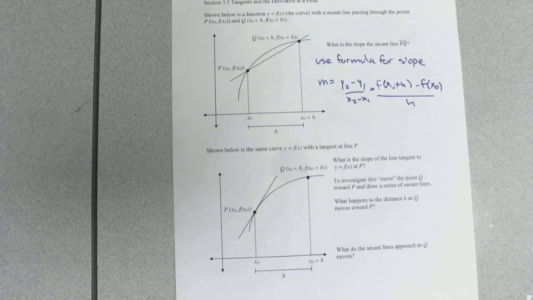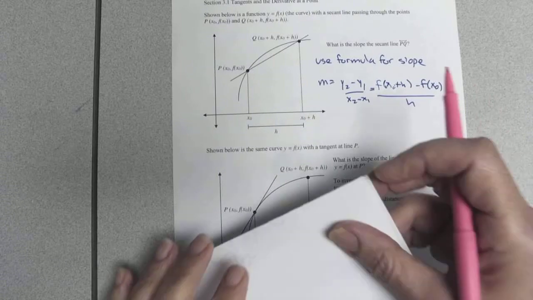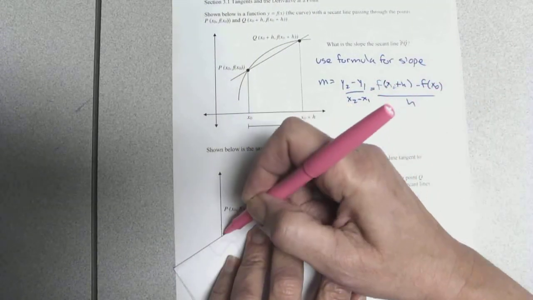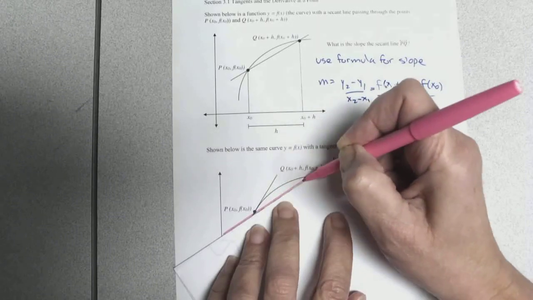Well, we can't use the formula for slope. The formula for slope needs 2 points. I don't have 2 points, I only have 1. So to investigate this, we'll move the point Q toward P and draw a series of secant lines. Now this is going to look kind of messy, but we'll deal with it. So the first secant line, I have my pink pen in my hand, so there would be the first secant line.